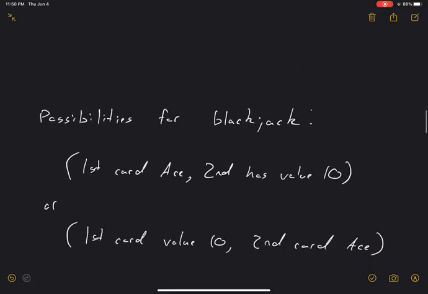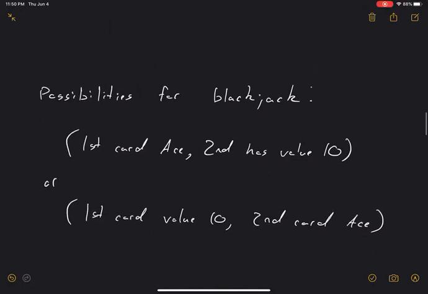There's 2 ways to achieve this, right? Maybe I choose cards in order. Let's first think about it in this context. I choose one card, look at it, and then I choose another. So there's 2 ways to achieve blackjack. Maybe the first card I choose is an ace, and then the second card would have to have a value of 10, so a 10, jack, queen, or king. Or maybe the first card I choose has value 10, and then the second card I choose is an ace. So those are my 2 ways to achieve blackjack.